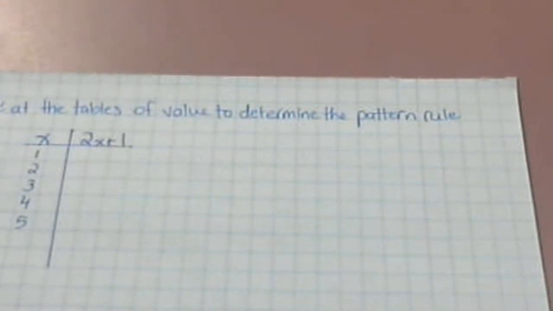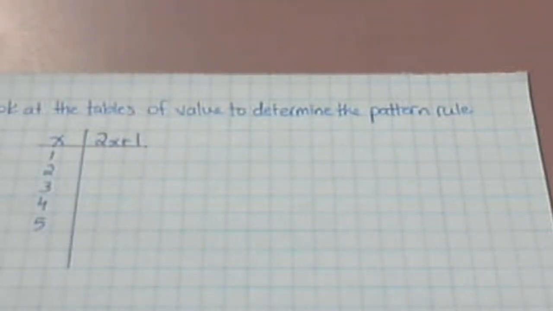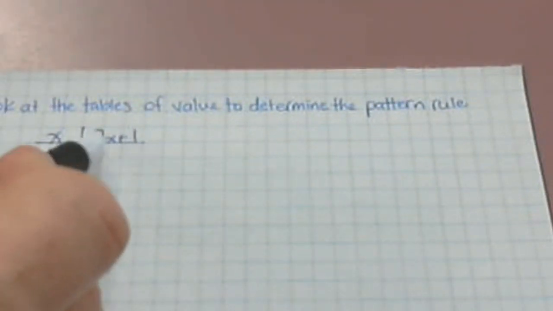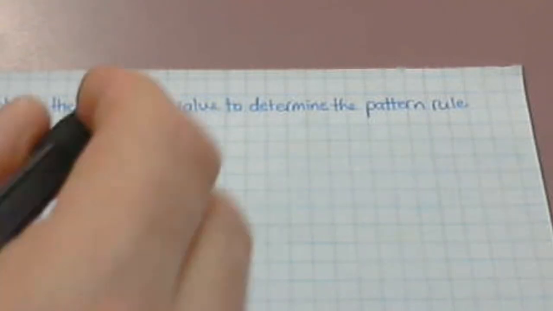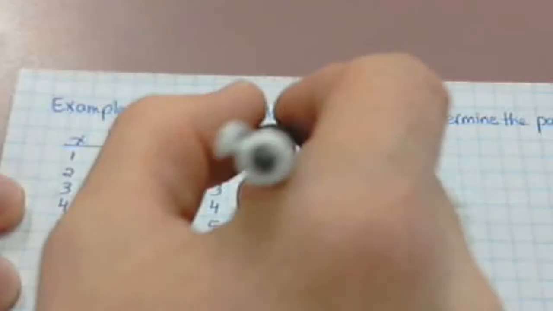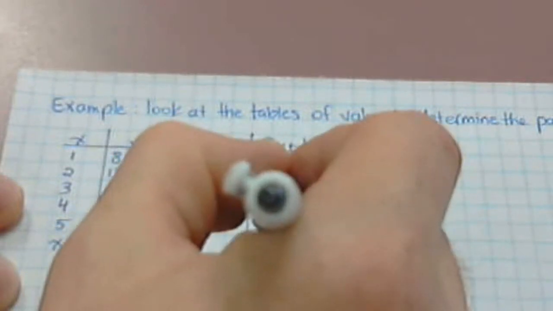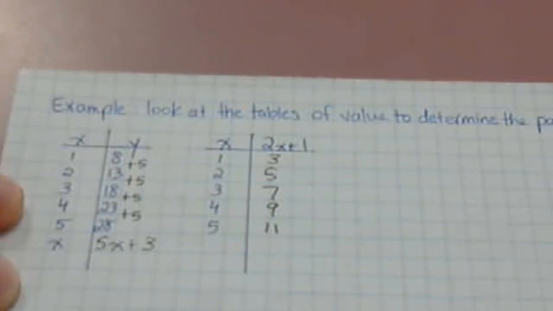Okay? Now, the last thing I'm going to show you is this, where I have this x value in the left-hand column, and I'm told already what I'm going to be doing to my x value. I'm going to multiply the x by 2 and then add 1. So 1 times 2 is 2, plus 1 is 3. 2 times 2 is 4, plus 1 is 5. 3 times 2 is 6, plus 1 is 7, and then it's 9, and then 11.